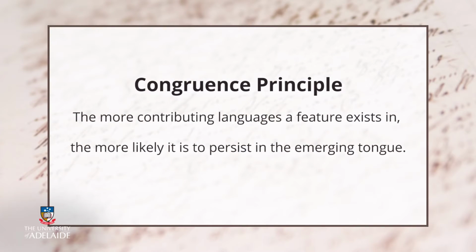I shall illustrate the difficulty in determining a single source for the grammar of revived Hebrew, which I call Israeli. The European impact on Israeli grammatical and lexical features is apparent, for example, in structure, semantics, and productivity. Multiple causation, the emergence of a feature from several sources simultaneously, is manifested in the congruence principle. According to the congruence principle, the more contributing languages a feature exists in, the more likely it is to persist in the emerging tongue.